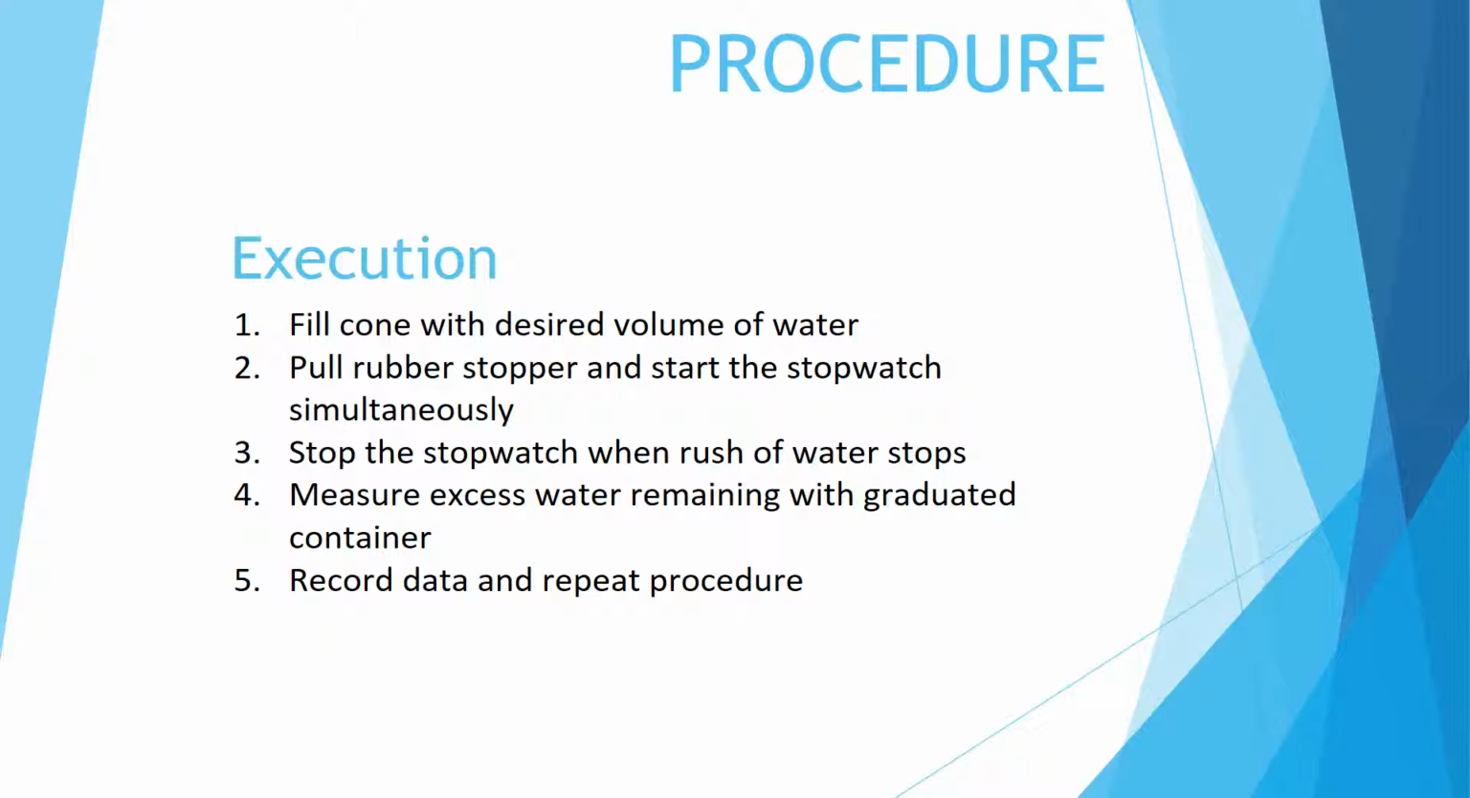To begin the experiment, the cone is filled with the desired volume of water. Once ready, the rubber stopper is pulled from the orifice by way of the string at the same time the stopwatch is started. Once the initial rush of water has exited the orifice and only dripping remains, the stopwatch is halted. The excess water remaining within the container is measured with a graduated container. The data collected during this procedure is recorded and repeated with another desired volume of water.